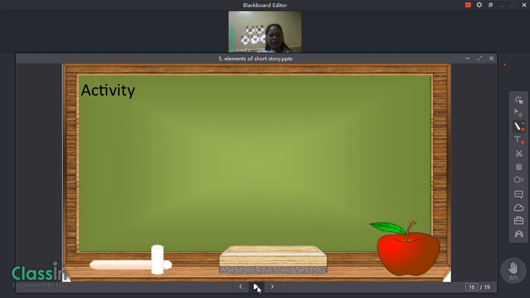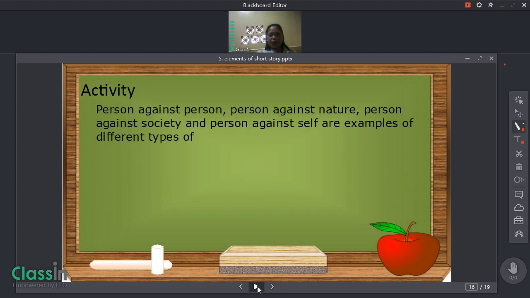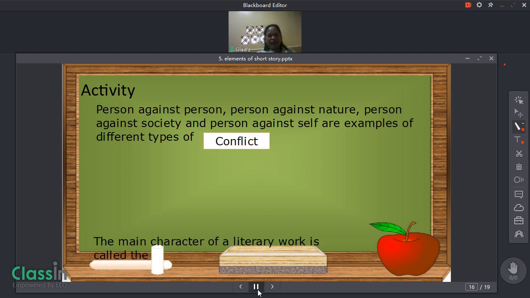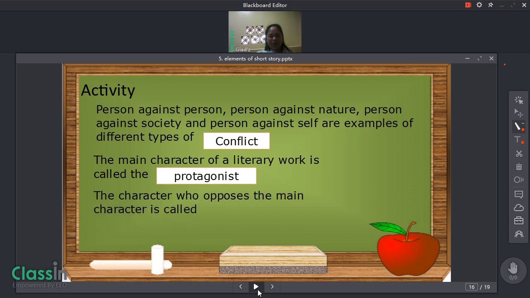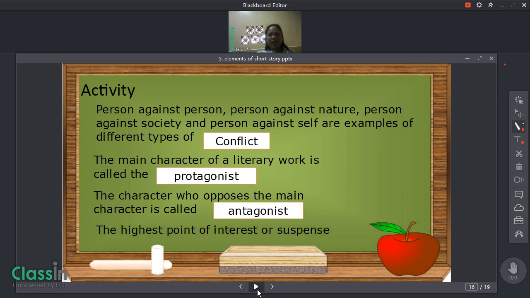Okay, let's continue. How about this one? Person against person, person against nature, person against society, and person against self are examples of different types of what? Different types of conflict. Yes, very good. Then next, the main character of a literary work is called the protagonist. What do you call the character who opposes the main character? Yes, the antagonist. And then the highest point of interest or suspense is what we call the climax. Very good. So you are now very familiar with the elements of a short story.